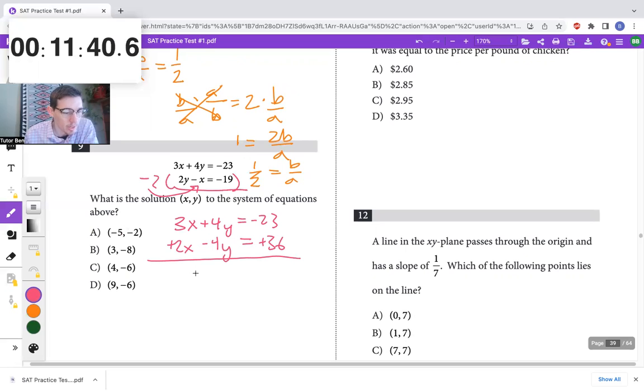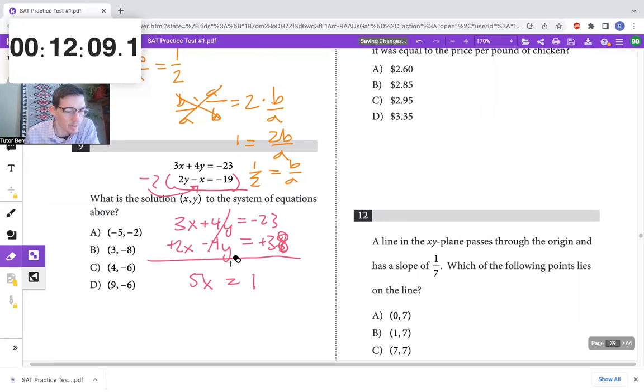So now I can just add these up. This is going to be 5x. These cancel, equals, what is that? 13? 13. All right. Well, something feels a little off here then. Oh, 38, not 36. Okay.